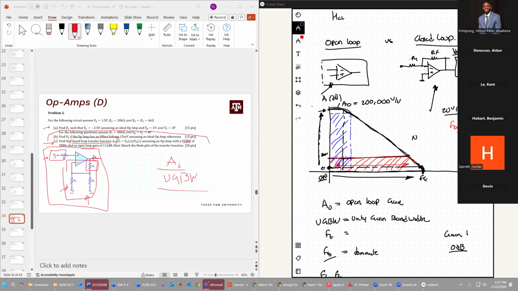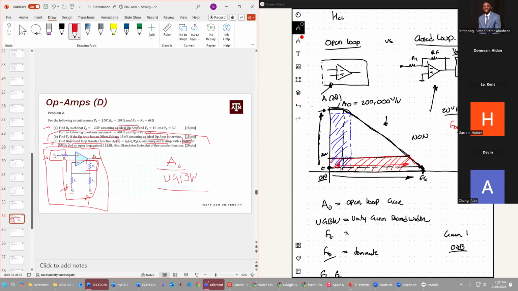So whenever you see a graph with your open loop characteristics, or you get an open loop gain or unity gain bandwidth, unless the problem says, assuming an ideal op amp, like right here where it says ideal op amp, right? Here, it's just assuming an op amp with these parameters, so we know right away that this particular portion of the problem is going to be a non-ideal case. Is that clear? Yes? Okay, great.